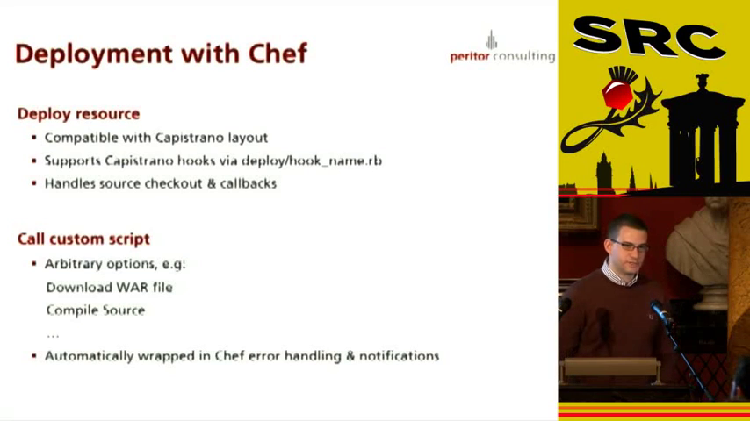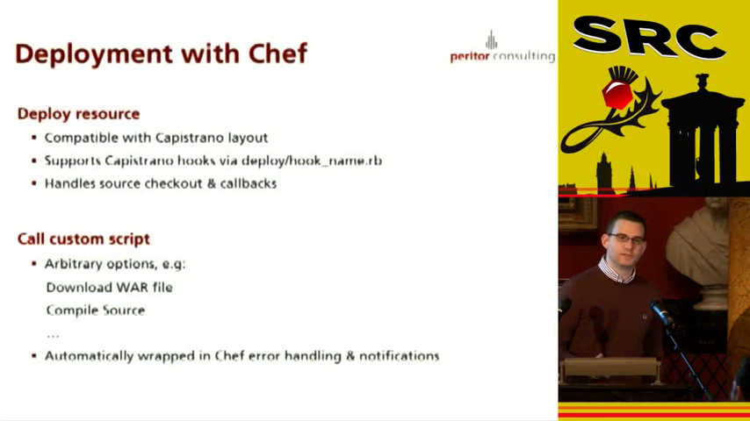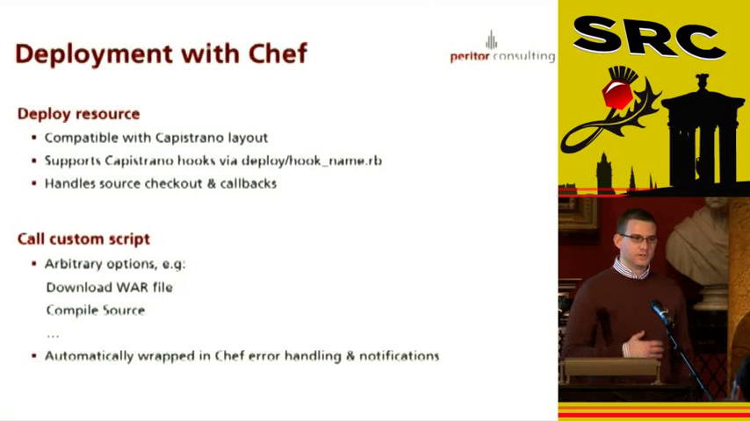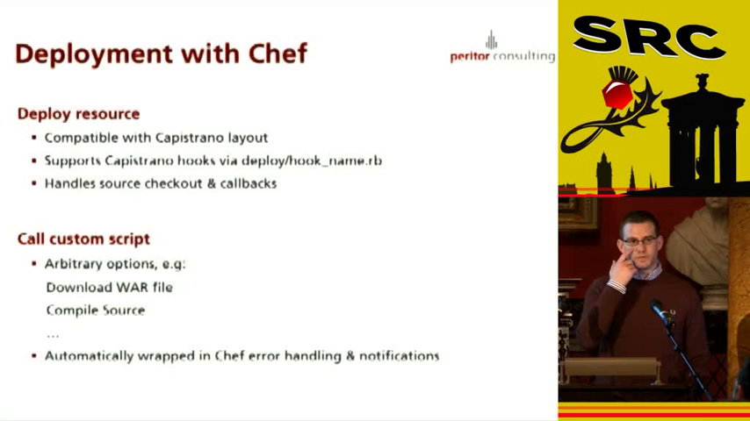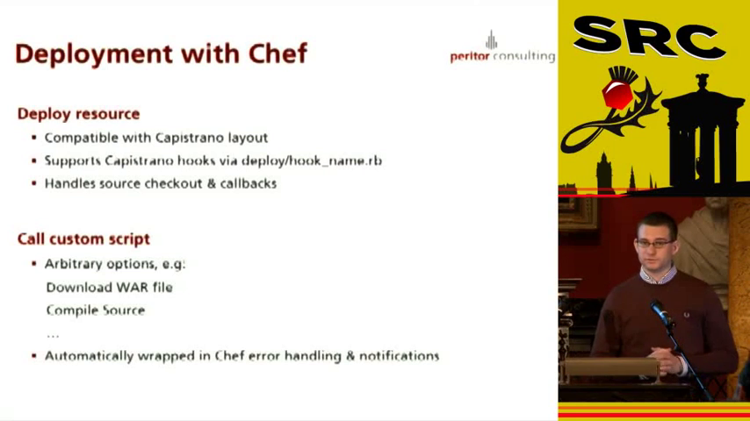And the other way is to have just an arbitrary script, because everything that you can script you can do with Chef. It just has nicer capabilities to express yourself. So you can download a tar file from somewhere, you can do a code checkout, then do a configure make install. The only thing is you have to write those steps yourself, but you can do pretty much everything with Chef, and it's then nicely wrapped in error handling and notifications and so on.